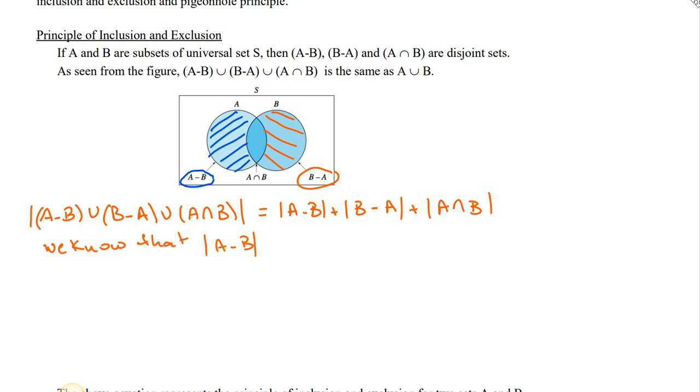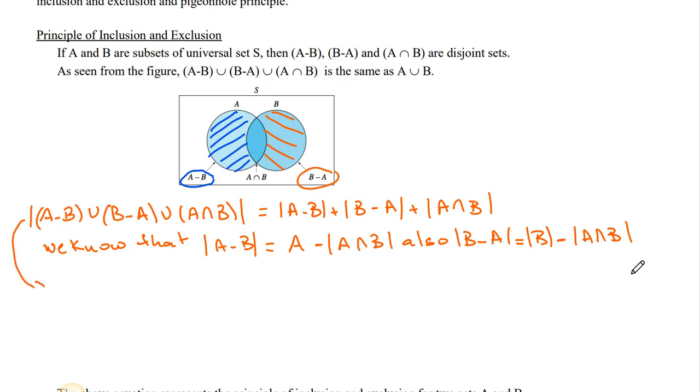So we know from before that A but not B is the same as A, but you take away the intersection. So picture it now. A but not B is all of A, but I'm taking away the intersection of the two. Also, B but not A is just B, but you take away the intersection again. So if we go back here and substitute A but not B with this, and B but not A with B minus A intersect B.